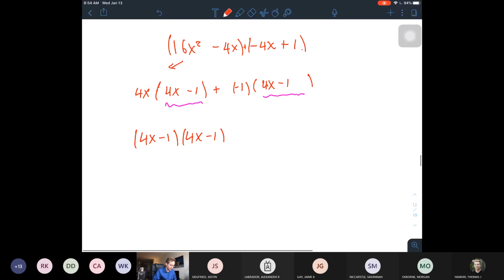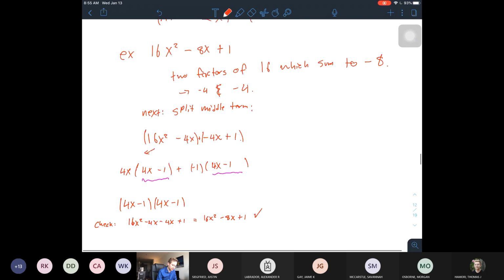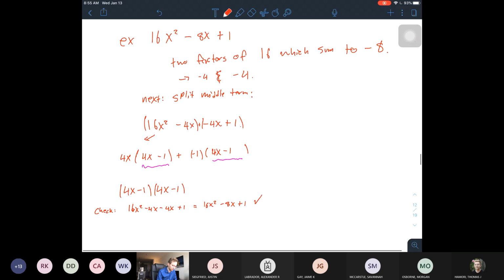Okay, so we get 4x minus 1 times 4x minus 1. And as always, we can check our work by FOILing. We get 16x squared minus 4x plus 1 equals 16x squared minus 8x plus 1, which should be exactly what we had originally. Okay.